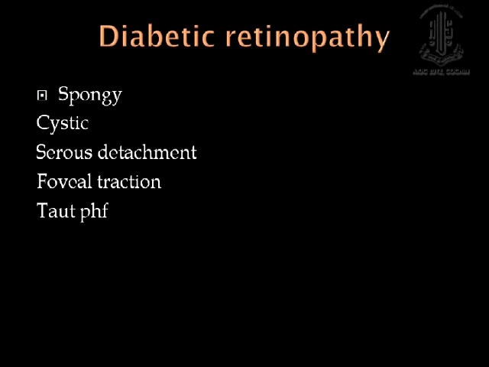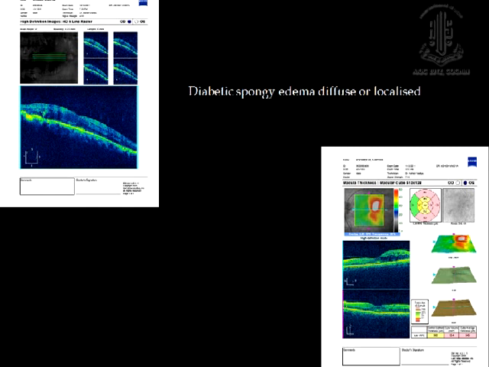Now, when we do a patient of diabetic retinopathy, we subject the patient to OCT. What are the patterns which are seen? One can see a spongy pattern, cystic pattern, a serous detachment, a foveal traction, or the taut posterior hyaloid face. This is a patient who has a spongy pattern, and this spongy pattern is extending throughout the macula. While in this patient, again you have a spongy pattern which is localized to the superotemporal quadrant, which shows that the thickening is localized and limited only to this area.